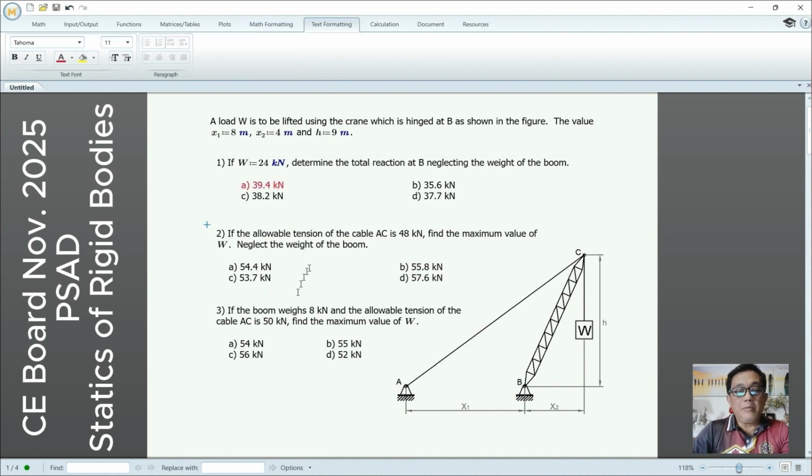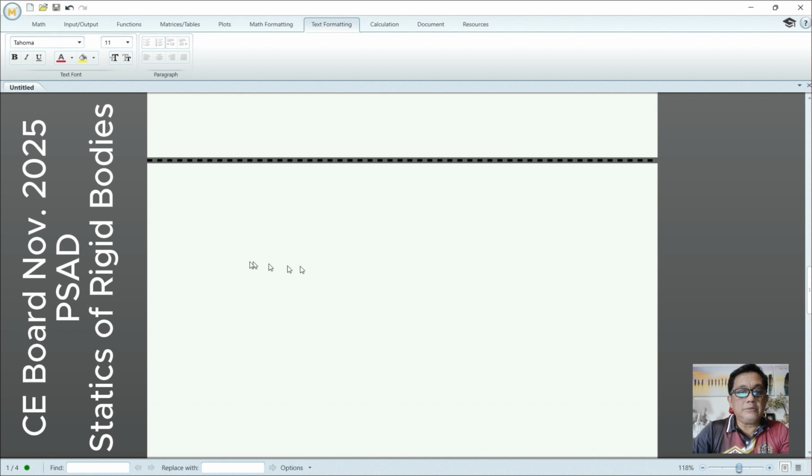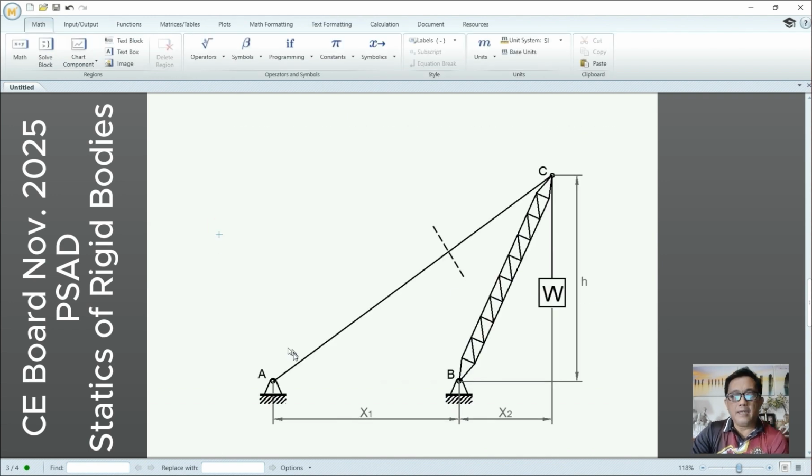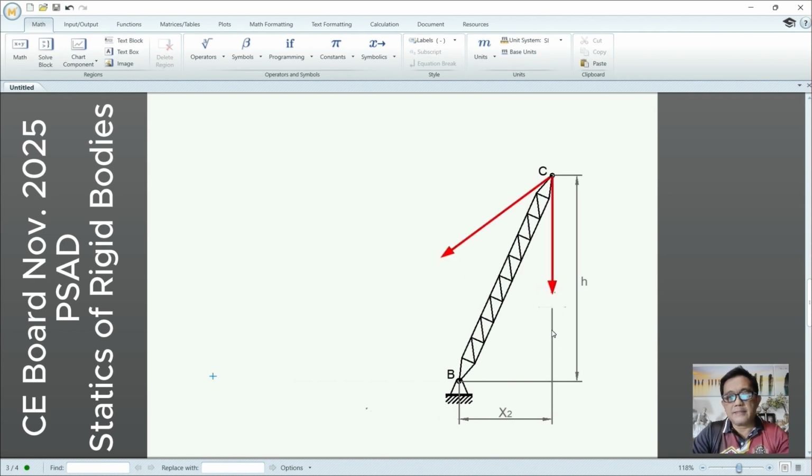Number 2. If the allowable tension of the cable is given equal to 48 kilonewtons, what will be the value of W? Neglect the weight of the boom. Okay, so number 2, let's start here. What I'll do is cut this cable here. If that cable is being cut, it will be replaced by a tensile force, like this. So this will be T sub AC, and this is our unknown W.